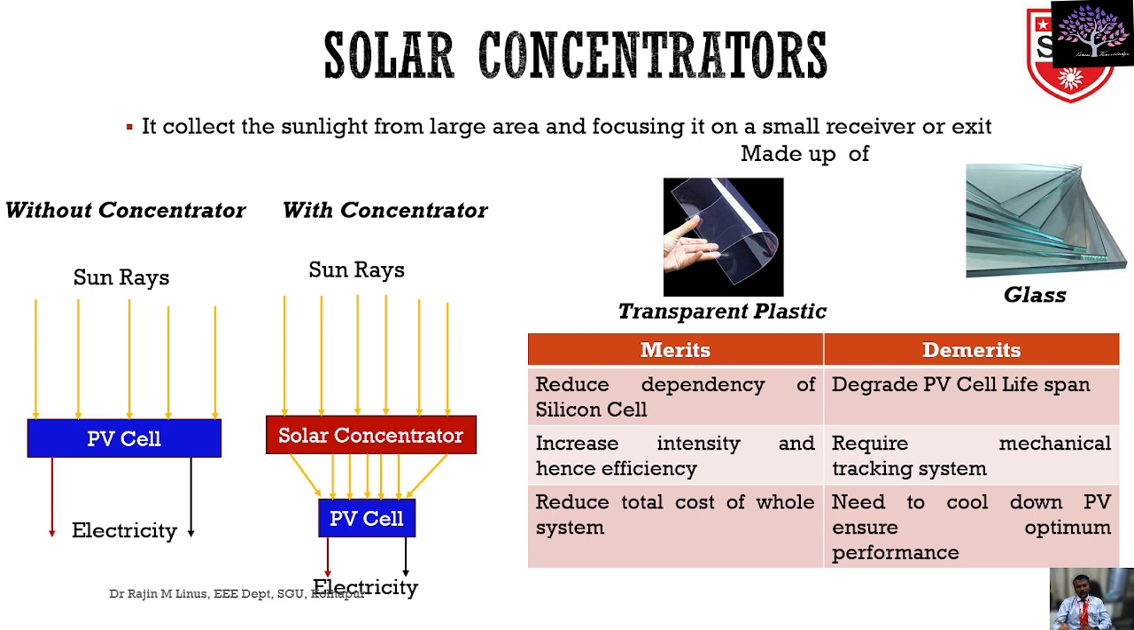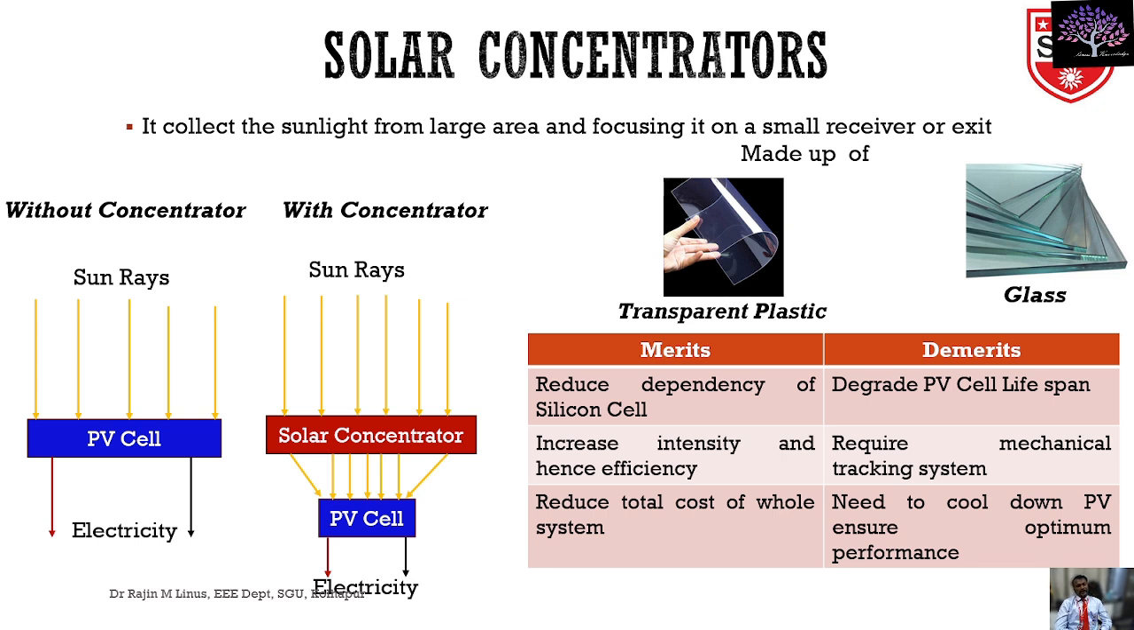Let us see the demerits. First, degradation: the concentrator focuses everything on one particular place of the PV cell, so the PV panel will be heated up and the lifespan of the PV cell will be reduced. That is one demerit of the solar concentrator. The second is that a tracking system is required. To get a clearly focused ray on the PV panel, we require a tracking system based on the direction of the sun. So if we use a solar concentrator, it additionally requires a tracking system.